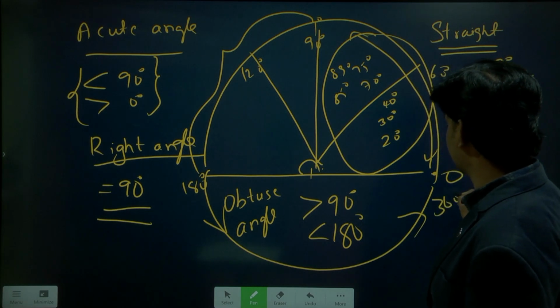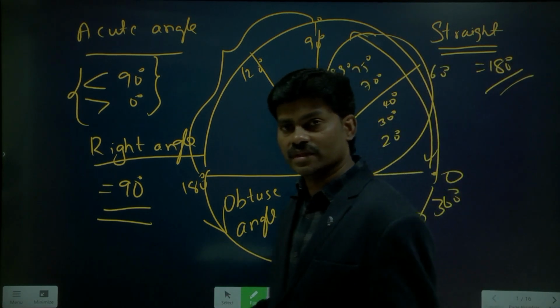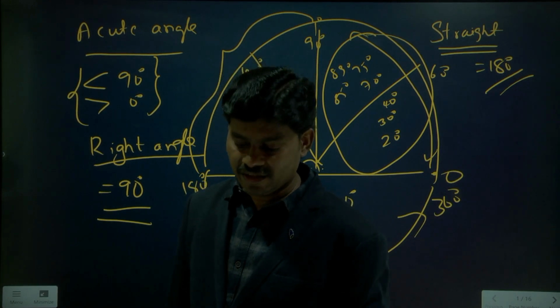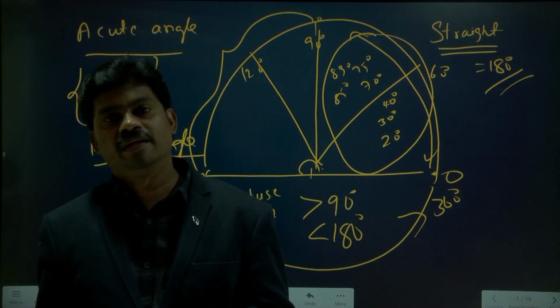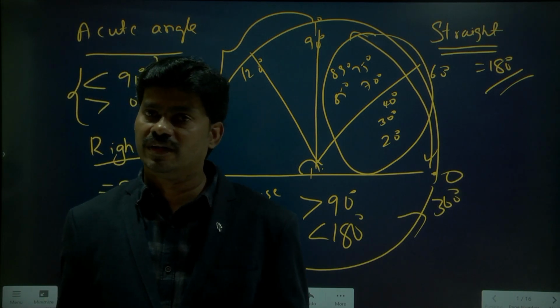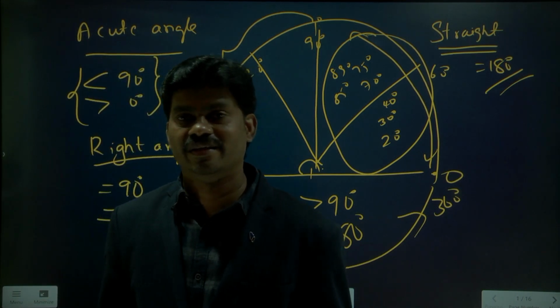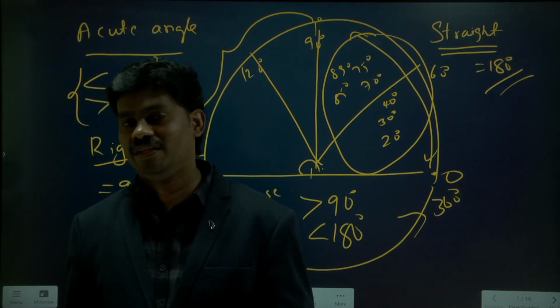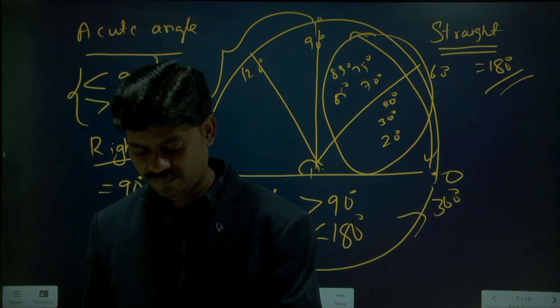Now 360 degrees completes the circle. The angle in the circle is 360 degrees. Reflex is greater than 180, less than 360. And the complete angle is, yes, 360 degrees. And one more angle, that is the zero angle. The angle which is equal to 0 degrees, a point, is called a zero angle.